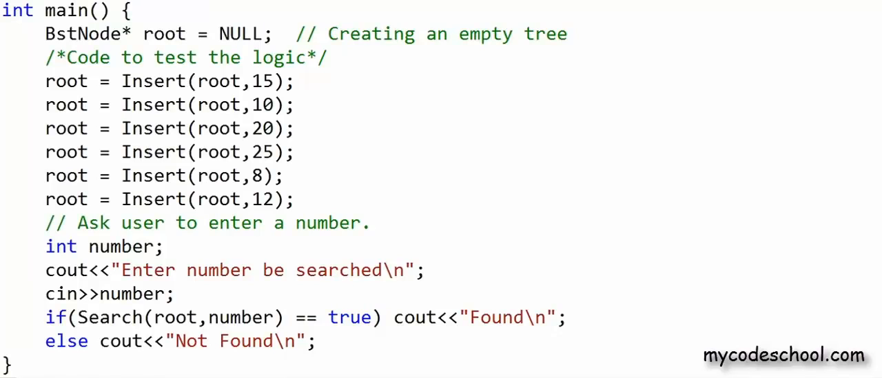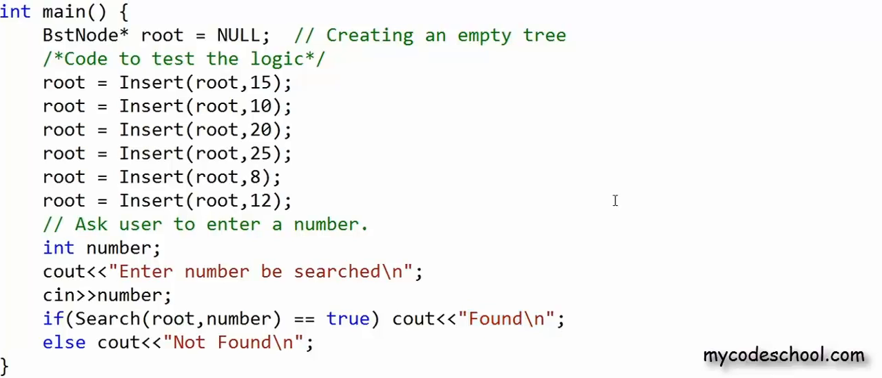Now in main function here we have this pointer to BST node named root to store the address of root node of my tree, and I'm initially setting it as null to create an empty tree, and then I'm making some calls to insert function to insert some data in the tree, and finally I'm asking user to input a number, and I'm making call to search function to find this number in the tree. If the search function is returning me true, I'm printing found, else I'm printing not found. Let's see what will happen in memory when this program will execute.